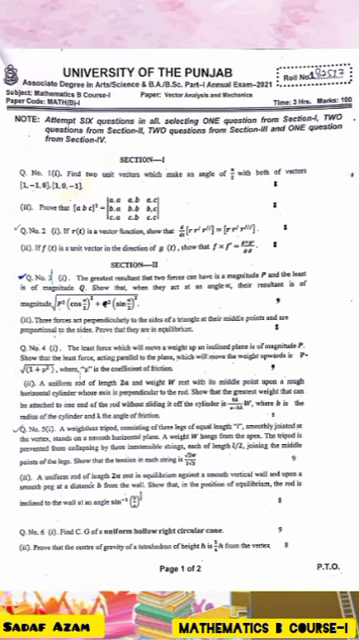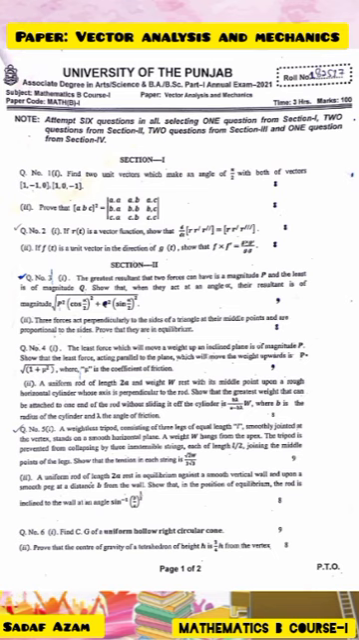Bismillahirrahmanirrahim. University of the Punjab, Associate Degree in Arts, Science and BA BSc Part 1 Annual Exam 2021. Subject Mathematics B Course 1. Paper Vector Analysis and Mechanics. Paper Code Math B1. Time 3 hours, marks 100.